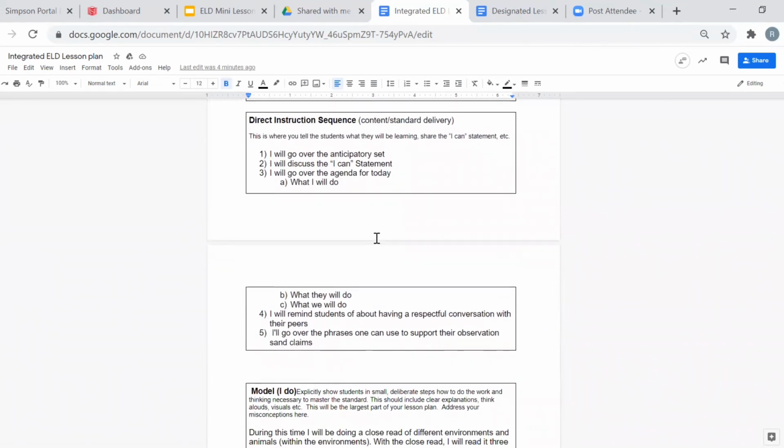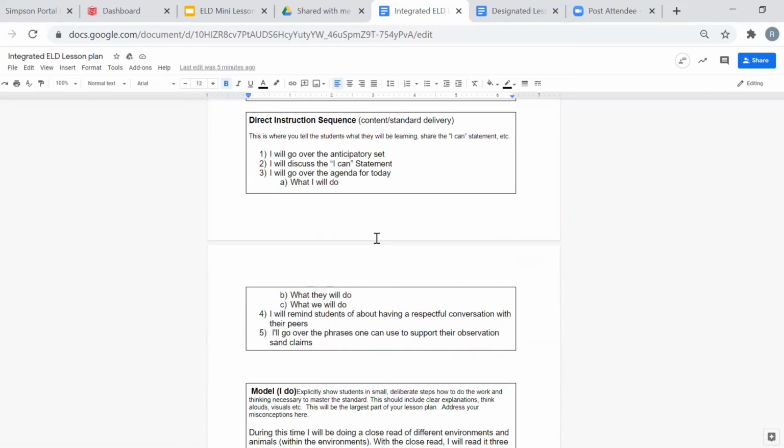And then during the direct instruction sequence, I will go over the anticipatory set first, then I'll go into the I can statement, and then I'll go over the agenda of what we will be doing for that lesson. So what I will do, then what they will do, and then what we will do. I know it's I do, we do, they do, but for this specific lesson, it's a little out of order. It'll be I do, they do, and then we do.